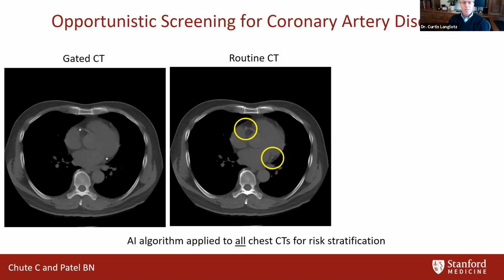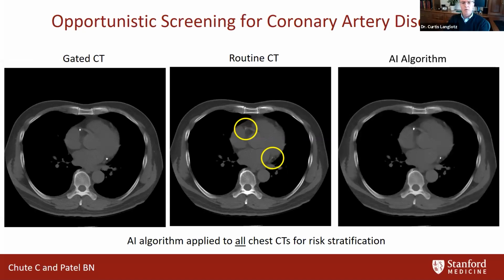That's of course a dedicated study, but we have hundreds of thousands, millions of patients every year who are receiving routine CTs for other purposes, which are not gated. But we do get a view of the heart. And you see there, the calcium is somewhat smeared across the image because of the motion of the heart, but we can use AI algorithms to enhance that and to quantify it.